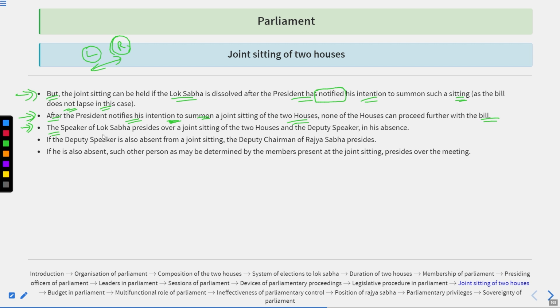After this, the Speaker of Lok Sabha presides over a joint sitting of the two houses and the Deputy Speaker in his absence. So who will preside over the joint sitting? Lok Sabha Speaker. And if the Lok Sabha Speaker is not there, then the Deputy Speaker of Lok Sabha will preside over the meeting. If the Deputy Speaker is also not there, then the deputy chairman of the Rajya Sabha will preside. If the deputy chairman of Rajya Sabha is also absent, then such other person who may be determined by the members present at the joint sitting will preside over the meeting.